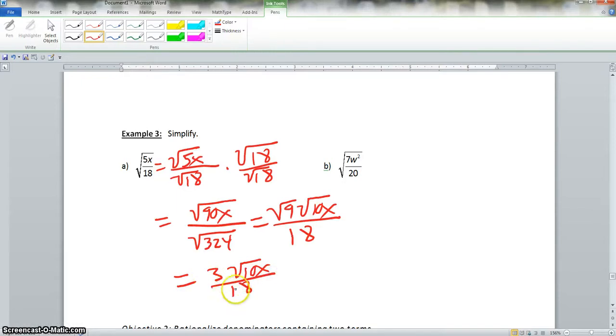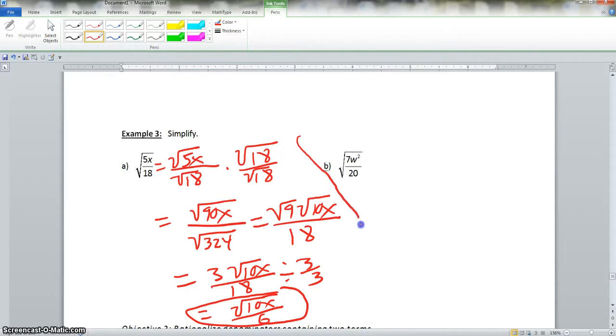over 18. But we could simplify this. 3 and 18 has 3 in common. So we'll divide the numerator and denominator by 3, and we'll be left with the square root of 10x all over 6. And that will be the final answer here.